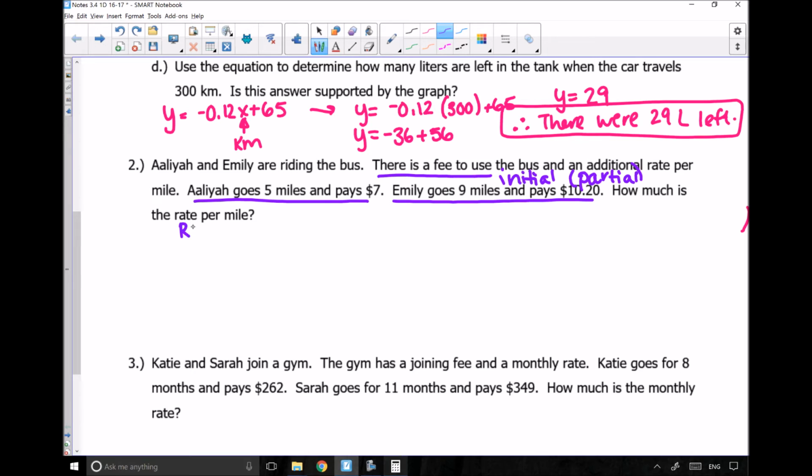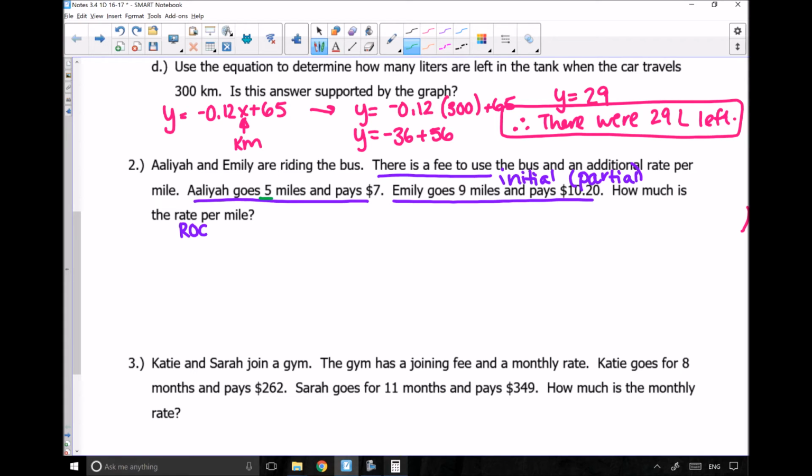So this is the rate of change, or the slope, right? So because it's partial, I cannot just take the 7 and divide it by 5. I can't just take the 10.20 and divide it by 9, because there's an initial fee that's included in the $7 and an initial fee that's included in the $10.20. So how do I figure this out? Well, I use slope. So first thing I'm going to do is identify my 2 unknowns, or 2 things that are changing, 2 variables.